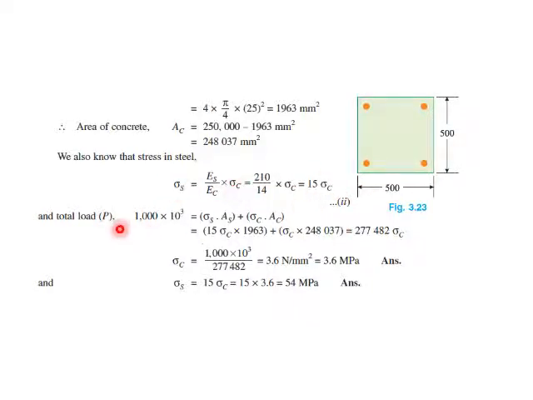Next, I have used this equation. Total load is equal to PS plus PC. So PS in the sense sigma S AS plus PC in the sense sigma C AC. So substitute, take this sigma C outside. Okay, back substitute the answer. You will get the answer as stress in concrete as 3.6 megapascal and stress in steel as 54 megapascal. Right? So that's what was the question to you. So this is the first numerical example on compound bars.